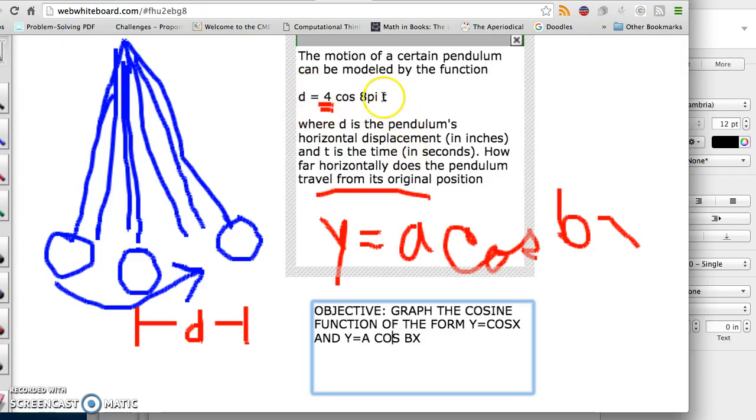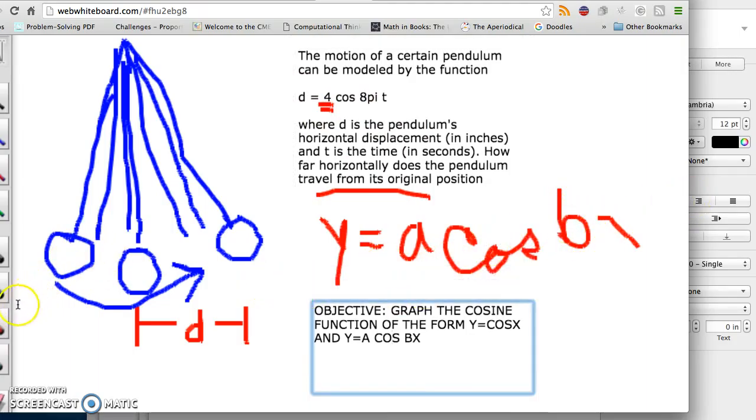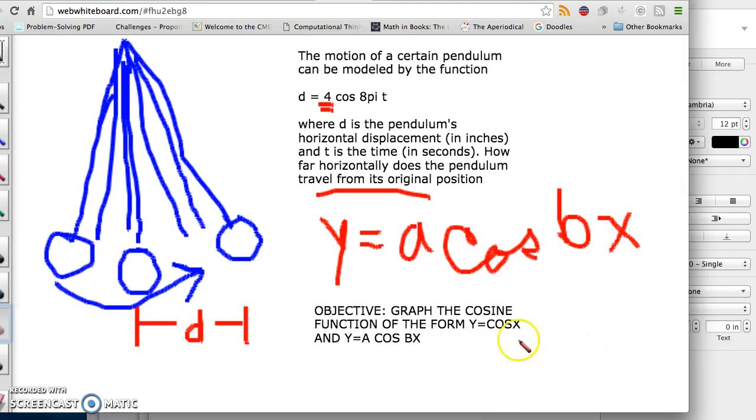So they gave me the equation. I know that I'm going to use this because I just learned it. I got lazy and didn't complete my x. So d is going to be my y. My horizontal displacement I'm going to model on the y. Time is going to be my x.